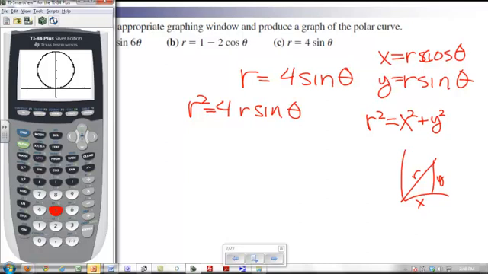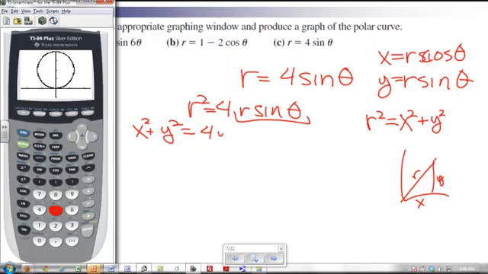You're like, why am I doing this? Because it's an algebraic trick that they put in the book, and I'm just following what they did. All right, what's r squared? r squared is x squared plus y squared. What is r sine theta?